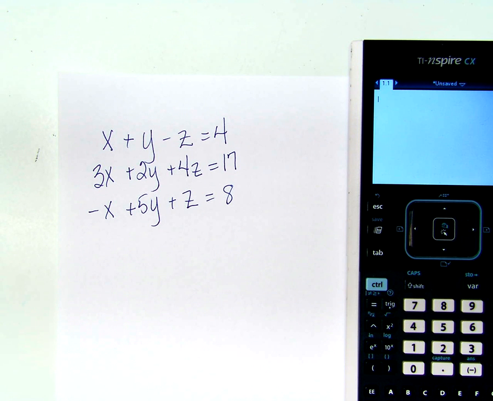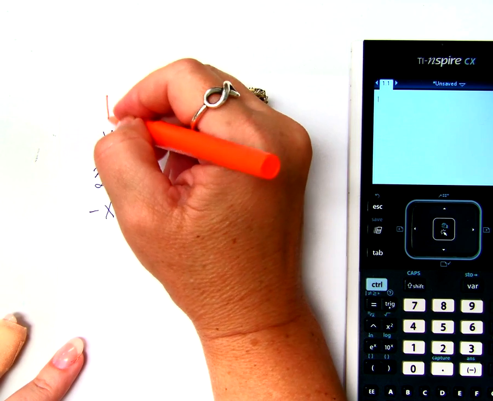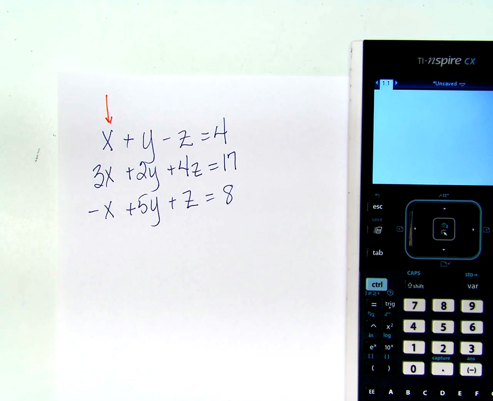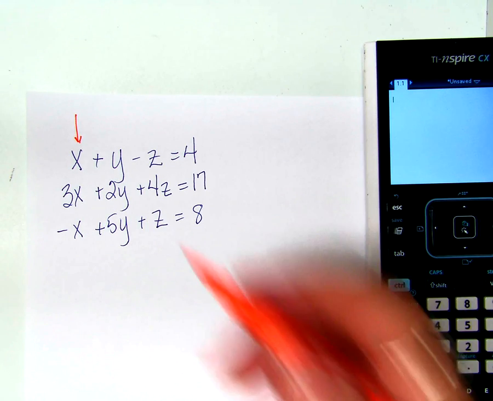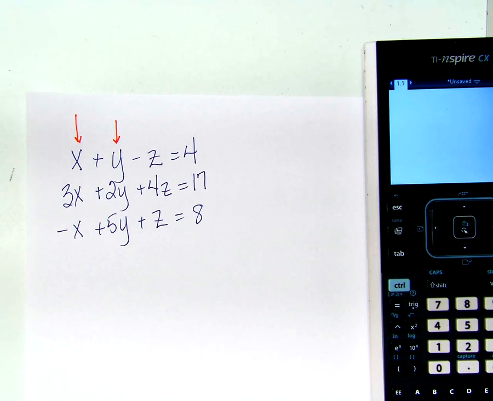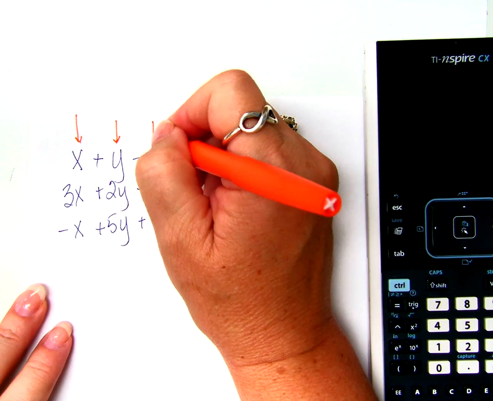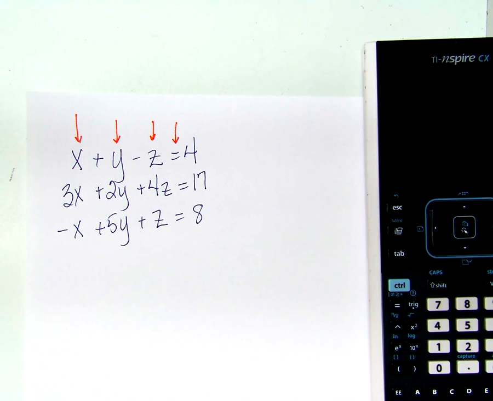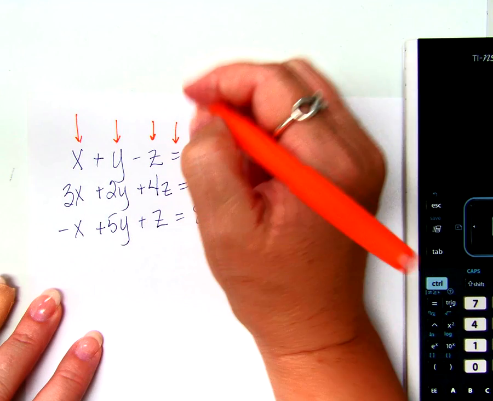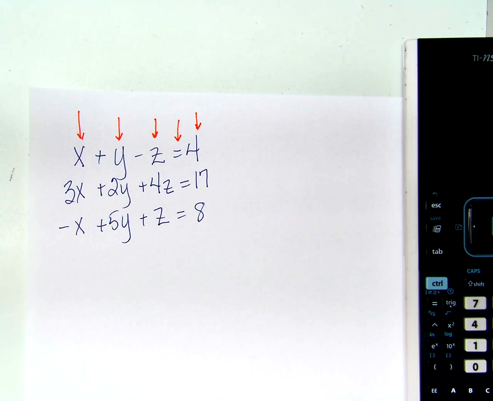Systems of equations using a calculator. Okay? So first of all, let's look at our system. What do you notice about that column right there? It's all X's, right? What do you notice about that column? It's all Y's. What about that column? All Z's. That column? All equal signs. And then all constants, right? Those are all constants.